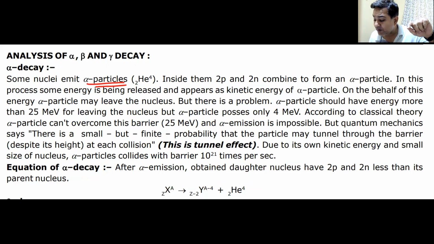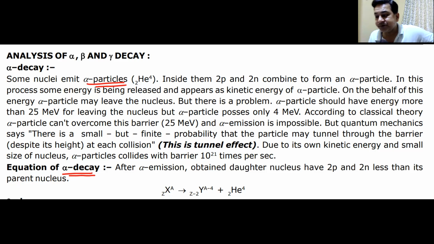Why are they going to emit alpha particles? Because they are highly unstable. Got this? By emitting these alpha particles, what will happen? They will become more stable, and that is why they emit these alpha particles. Don't have to remember the entire thing that is written here. You just have to remember this equation of alpha decay.